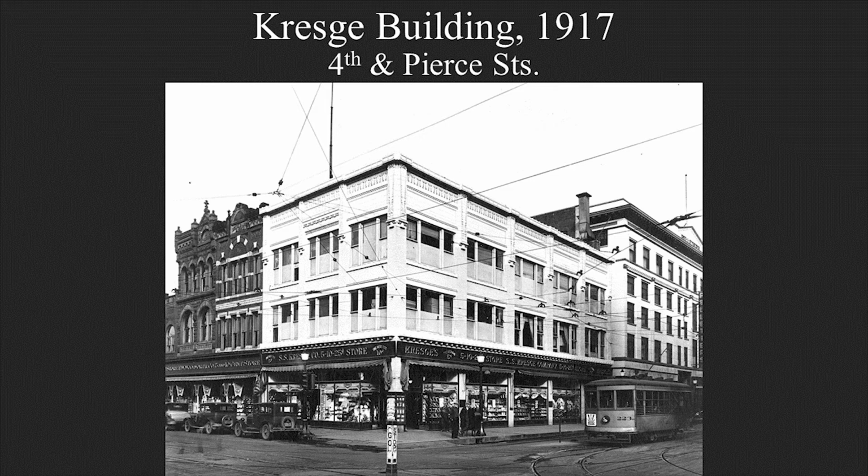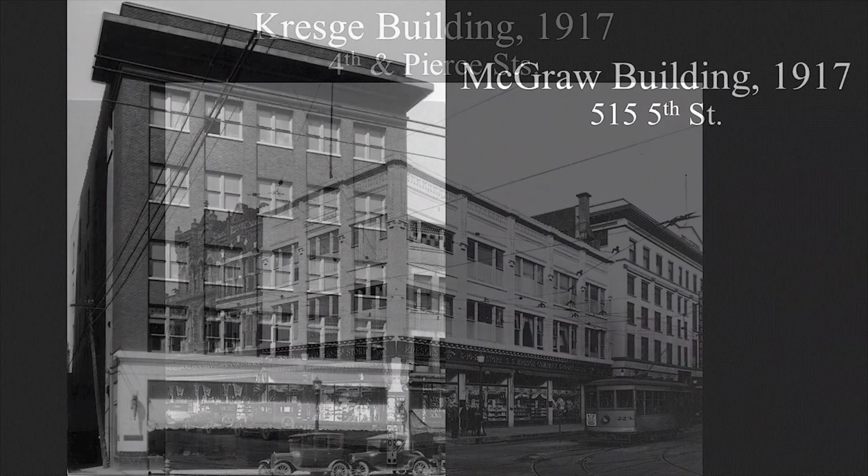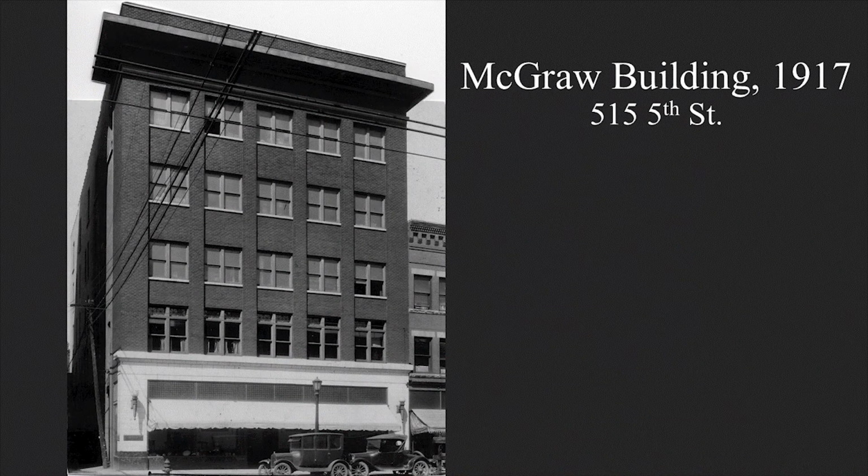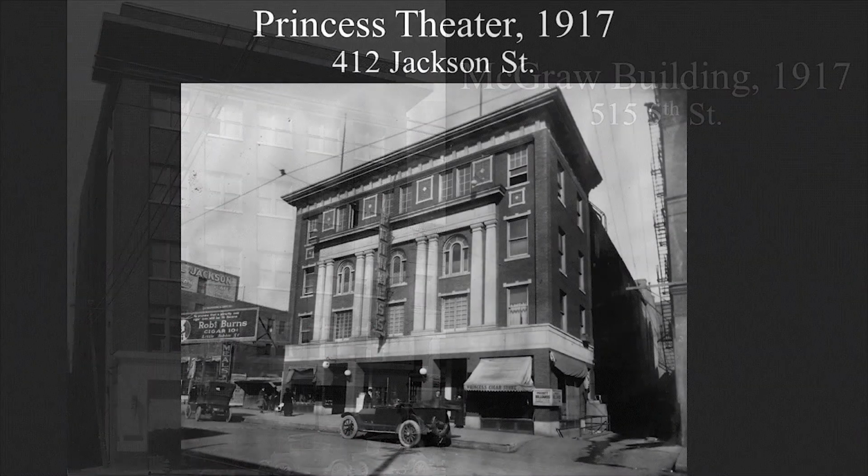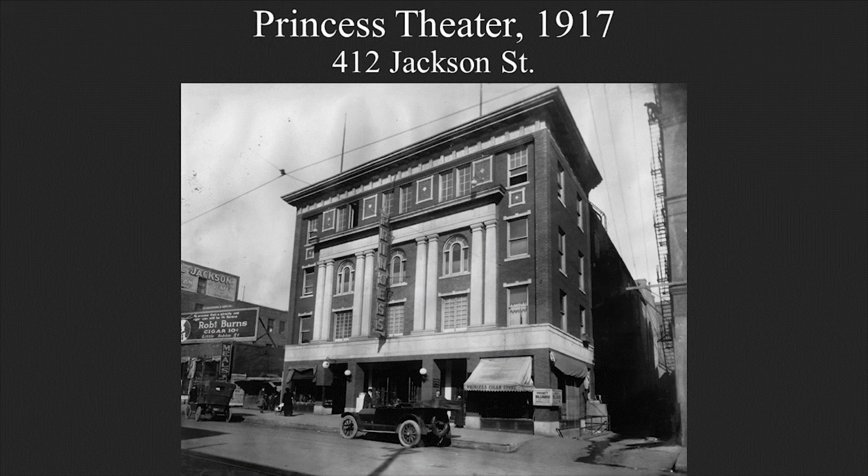Kresge built a structure here in Sioux City in 1917 at 4th and Pierce Streets. The McGraw Building was remodeled in 1917. Here you can see its location at 515 5th Street. The Princess Theater was built in 1917 at 412 Jackson Street.